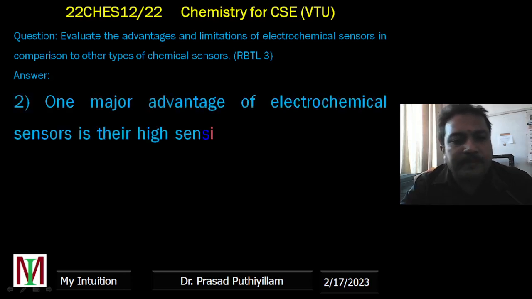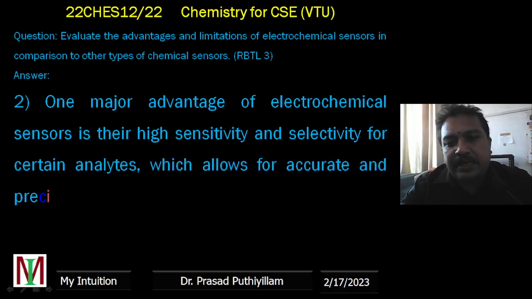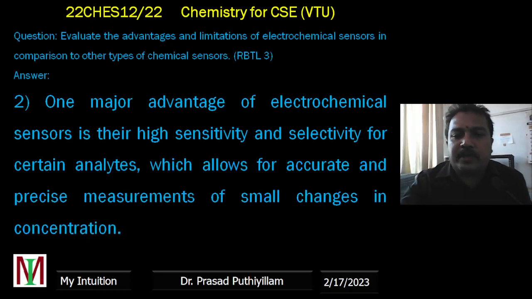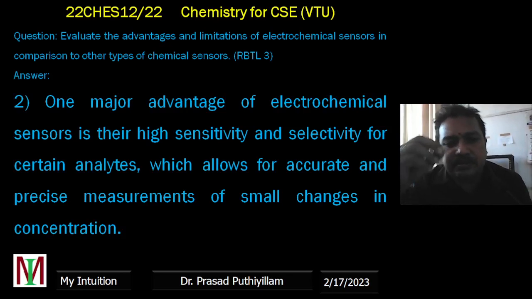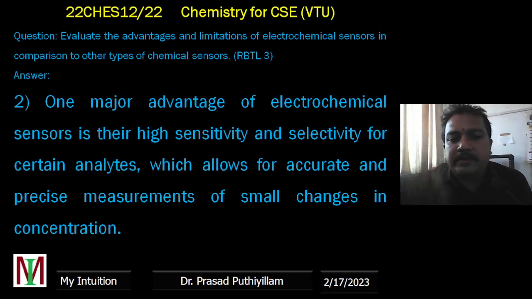One major advantage of electrochemical sensors is their high sensitivity and selectivity for certain analytes, which allows for accurate and precise measurement of small changes in concentration. Sensitivity means it is very sensitive, it will detect immediately. High selectivity means it will detect only the thing which we need, not other components or elements present. Whatever we need, it will select and detect highly selectively, which allows accurate and precise measurement of small changes in concentration.